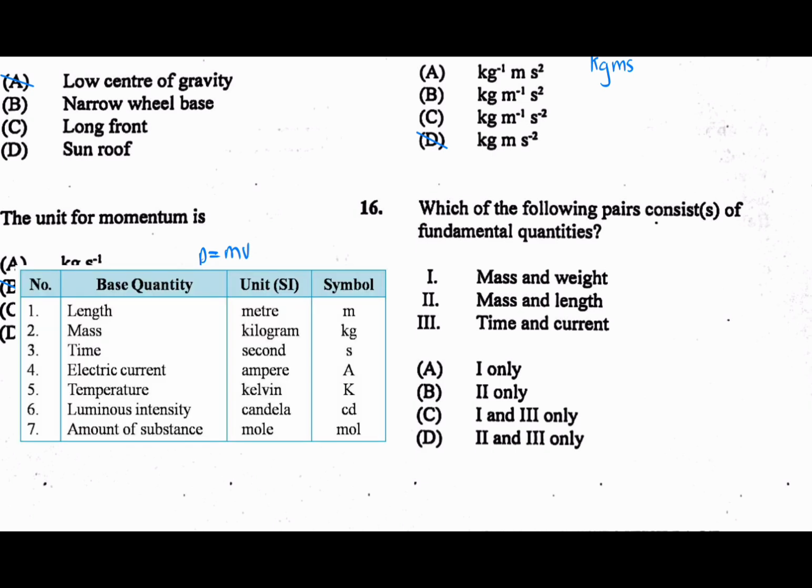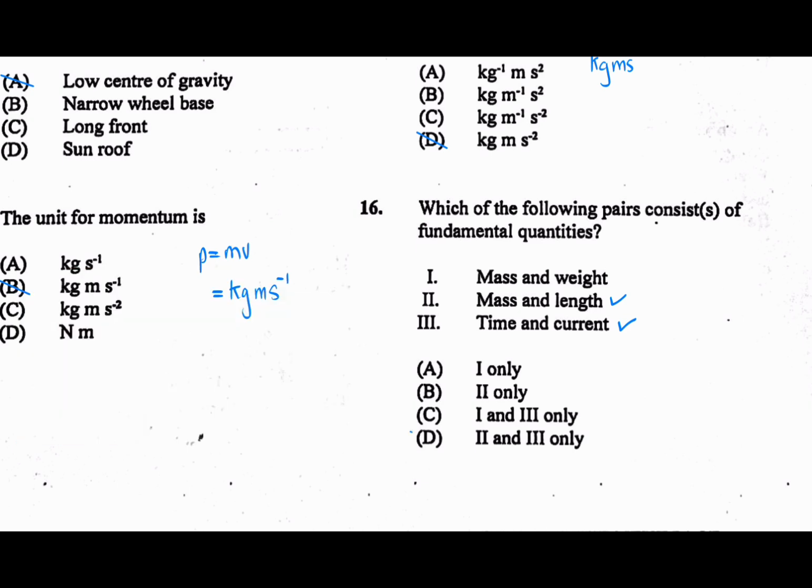So mass and weight, that would be wrong, right? Weight is actually mass by gravity, so that's not correct. Mass and length. Now we're talking. It doesn't really have a formula for mass and it doesn't really have a formula for length. They just exist, right? They are fundamental. You would use that to describe basic quantities, right? Time and current are also fundamental quantities. So you're looking at 2 and 3. So the answer is D.